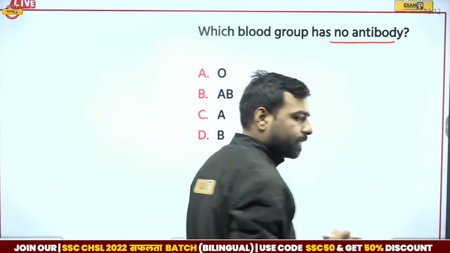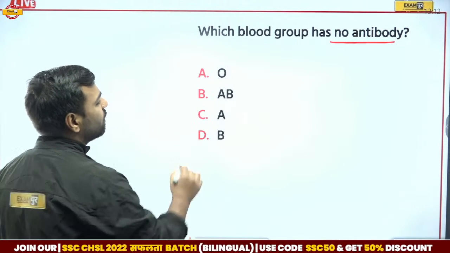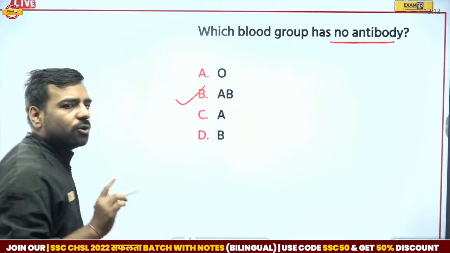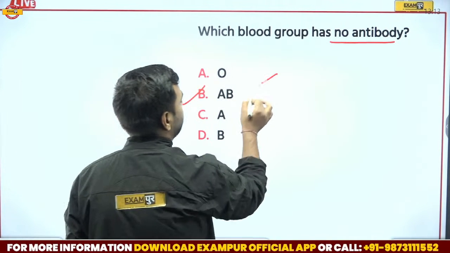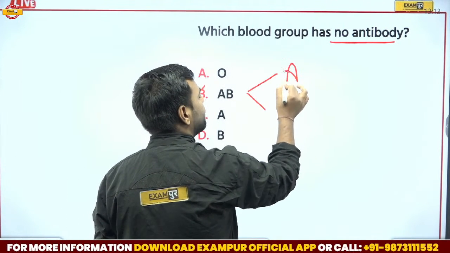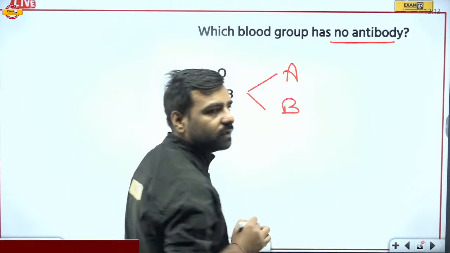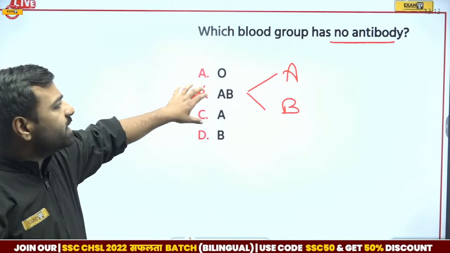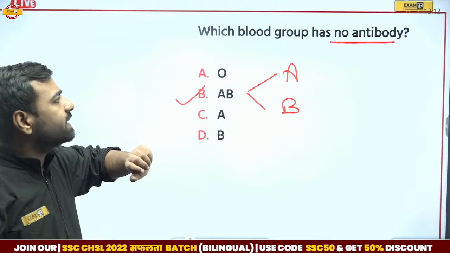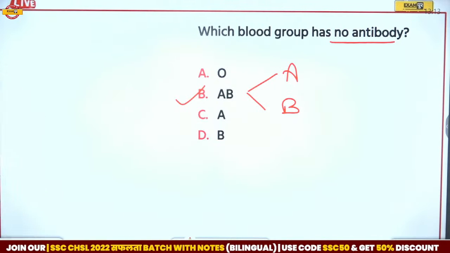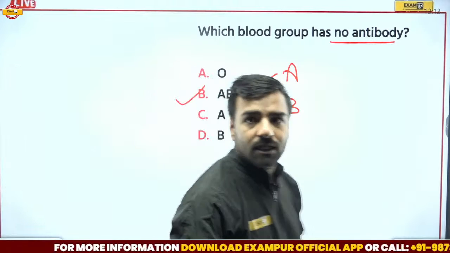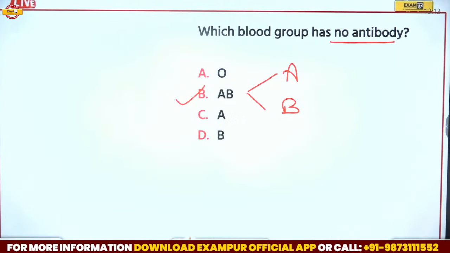Antibodies. Remember, if I talk about the AB group, it is not going to have any of the antibodies. But if I talk about antigens, then it has both antigen A and B. So AB is a group which has A and B as antigens but doesn't have any of the antibodies. Cool. So here the correct answer is going to be AB. Do not forget. Let's move forward.